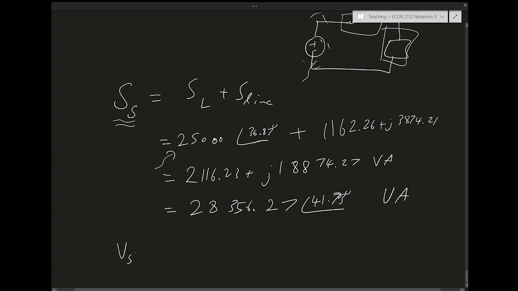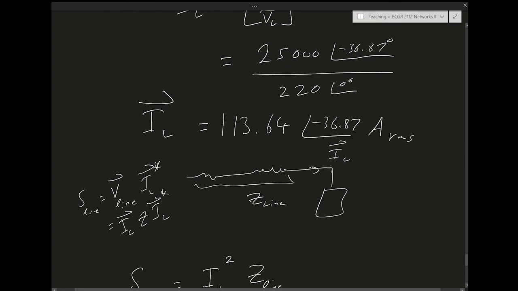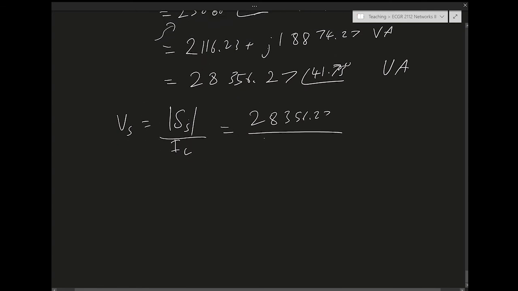Now I'm in a position to calculate the voltage at the source, right? So I know that Vs just equals the apparent power over IL. I know the magnitude is 28356.27, and I know the magnitude of IL. I calculated it previously, it's 113.64. So I calculated the magnitude of the voltage at the source without using KVL, just using the power concepts, to be 249.53 volts RMS.